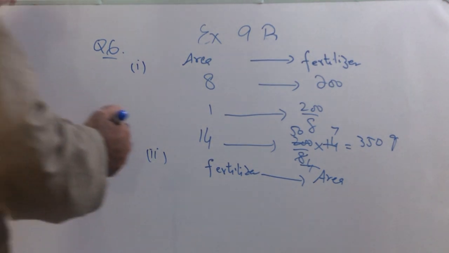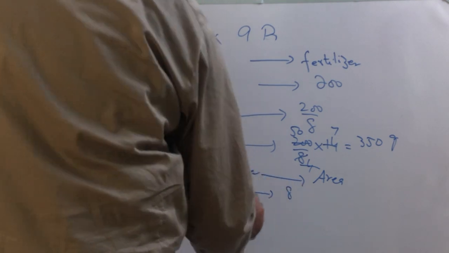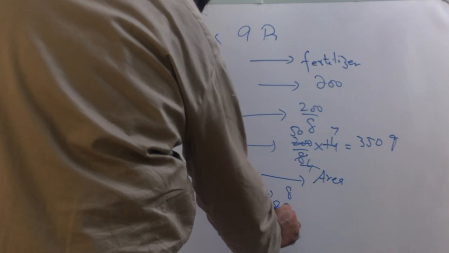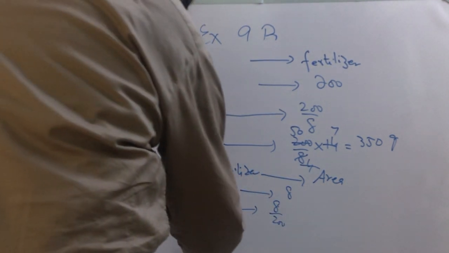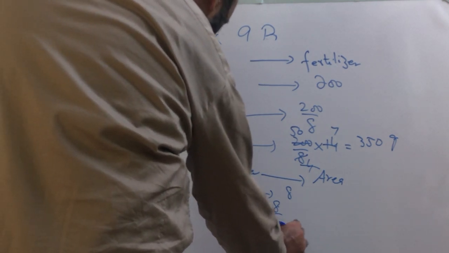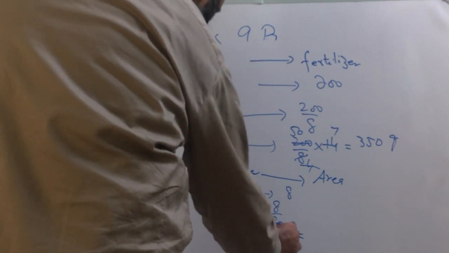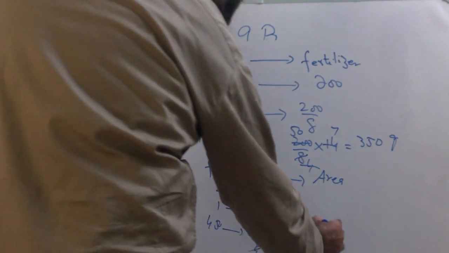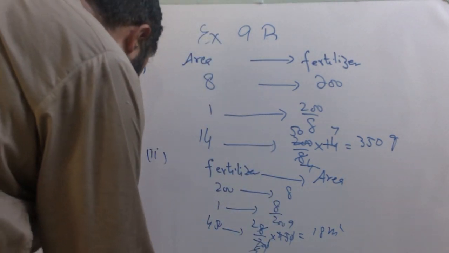We know that if fertilizer is 200, area is 8 meters square. If fertilizer is less, then less area. If we have more fertilizer, 450, then more area. We'll just simplify. 5 4s are 20, 4 2s are 8, it becomes 18 meters square. So this is the answer for part 2.